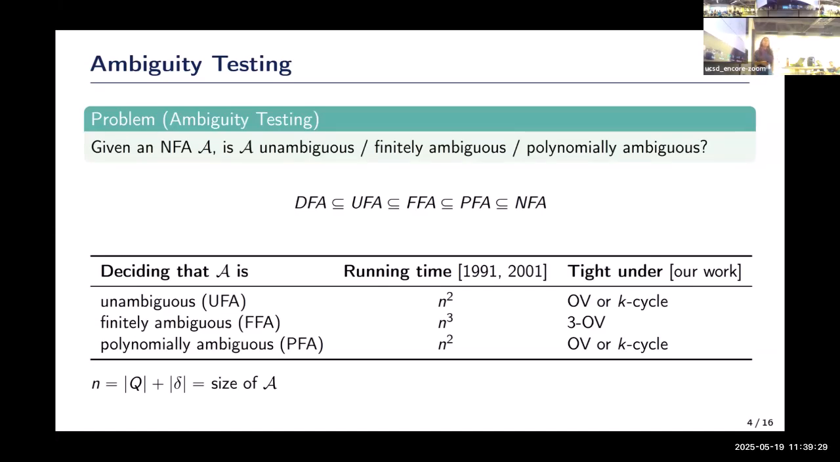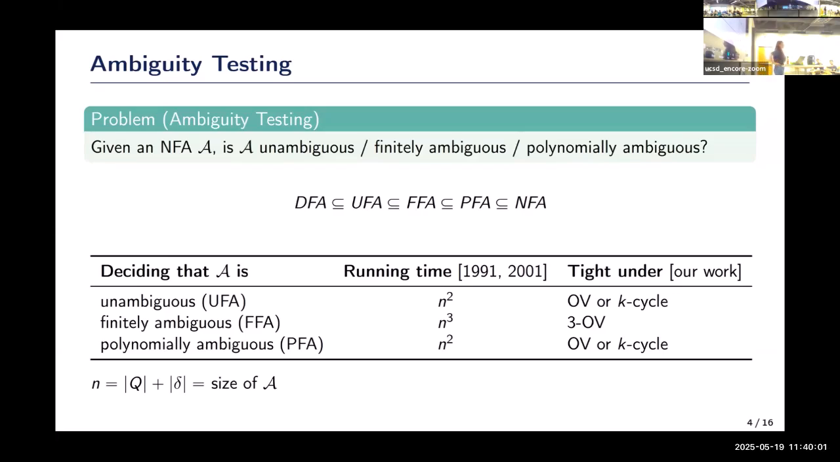What we showed with my co-authors is that those bounds are actually tight under the orthogonal vectors hypothesis or the k-cycle hypothesis for the quadratic bounds, and under the 3OV hypothesis for the cubic bound. Today I'm only going to focus on those quadratic results. I'm going to sketch a bit how the algorithm works. They are not very complicated and give you an idea of how you actually decide this. And then I want to show you the lower bounds from OV and k-cycle.